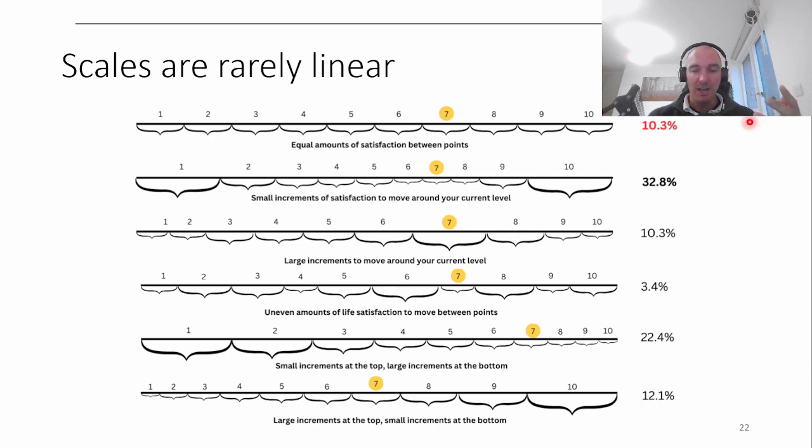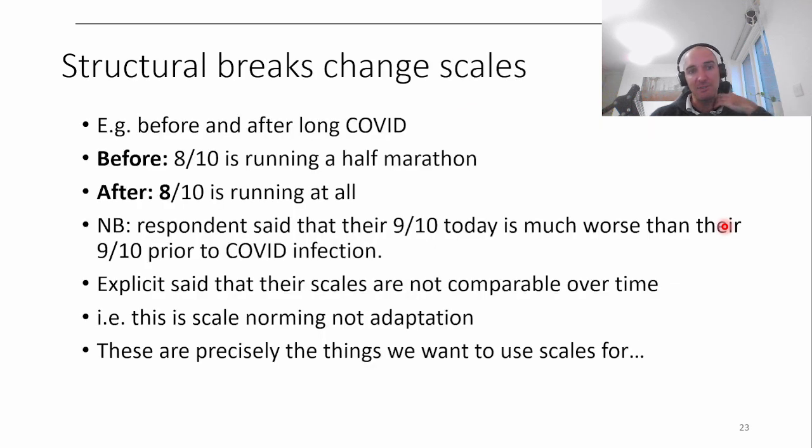So if we don't account for this difference in scale use, then our statistics are going to be highly biased, and we're going to get misleading estimates of the impact of certain interventions on life satisfaction. The final problem, the biggest problem, the one that I think is absolutely devastating for the idea that we would use life satisfaction analysis for impact evaluation, is that major structural breaks in people's lives change the way that they use their scales.